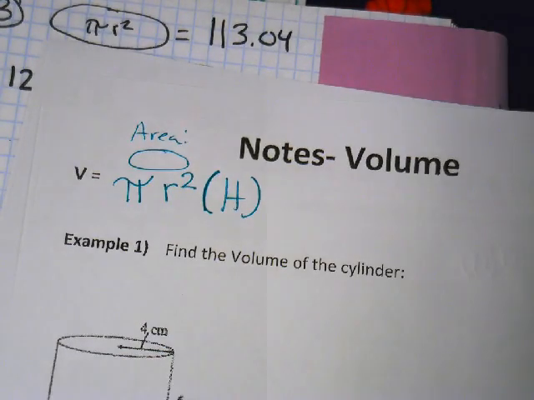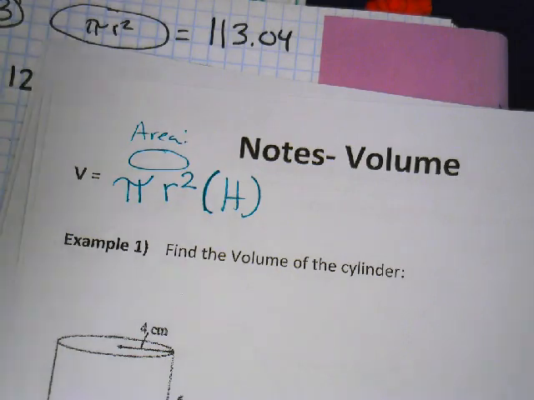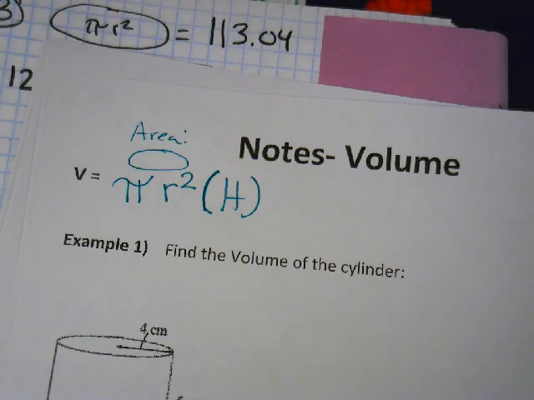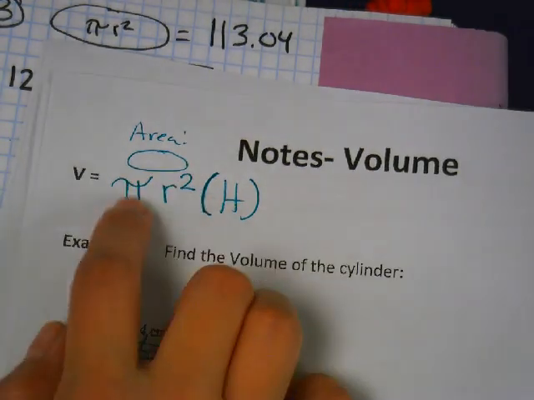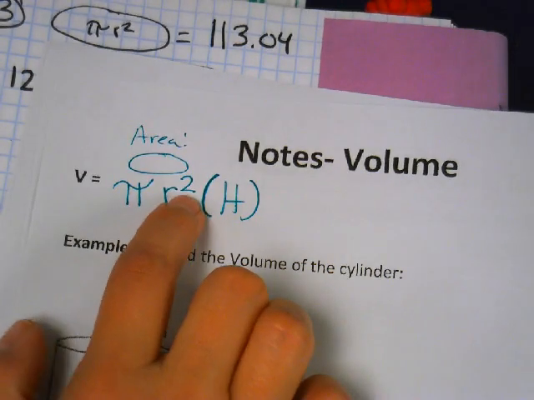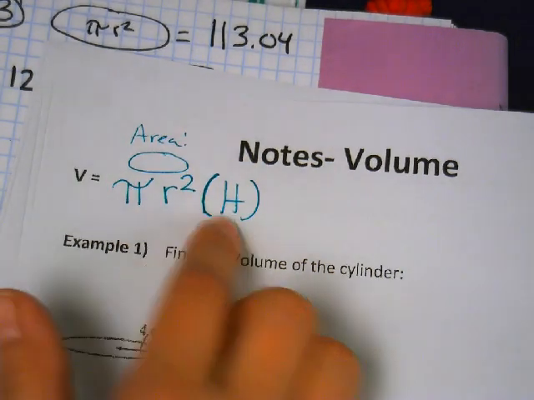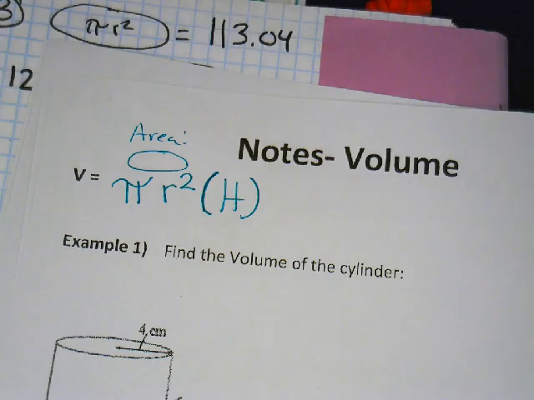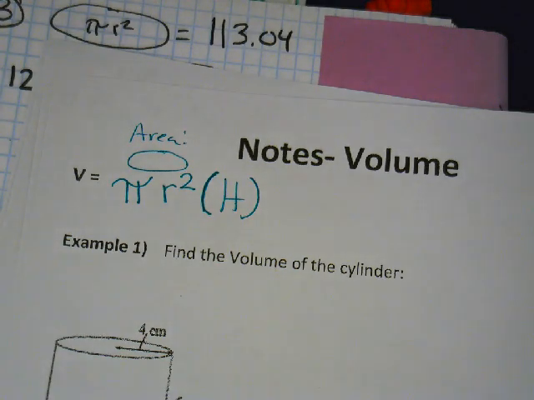How tall is this cup? This is a cylinder, right? It's a circle, right? So what's the area of the circle times how tall is it? 10 centimeters. Okay. That's volume. So pi r squared times your height. It is way easier than surface area. Like 1,000 times easier.